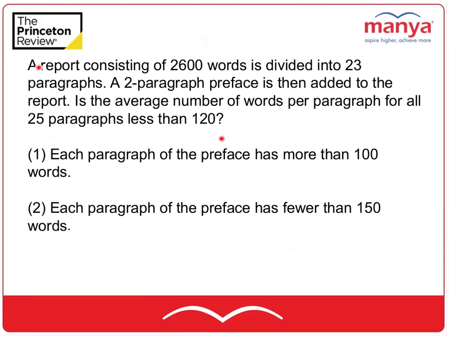Now the question here is, a report consisting of 2,600 words is divided into 23 paragraphs. A 2-paragraph preface is then added to the report. Is the average number of words per paragraph for all the 25 paragraphs less than 120? So what did I say? First determine what the question is saying and what we have to find, right? Then only we'll move on to the statements. Statement one: each paragraph of the preface has more than 100 words, and statement two: each paragraph of the preface has fewer than 150 words. Now let us concentrate on the question first.